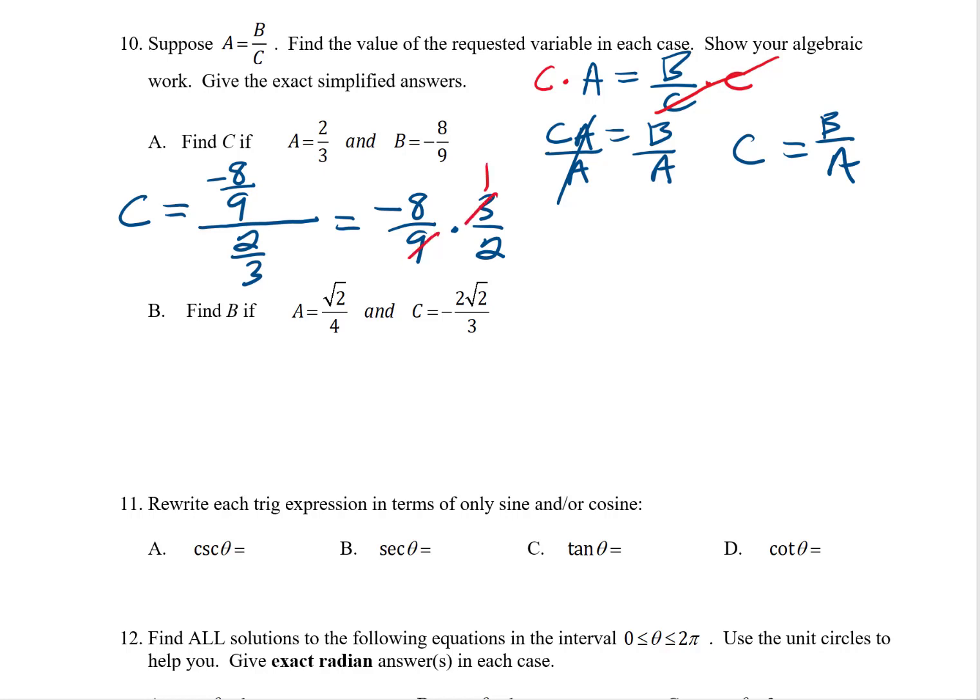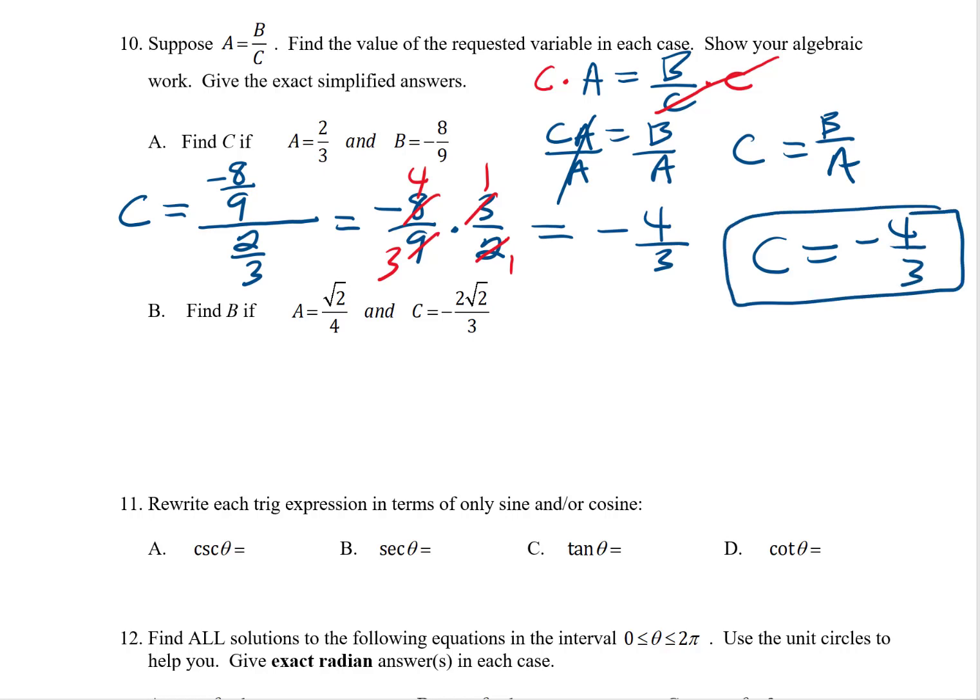I see a common factor of 3 as well as a common factor of 2, and I think then when I multiply across, I get -4 for the top, and it looks like 3 on the bottom. And so that's the value of C. C is equal to -4/3.